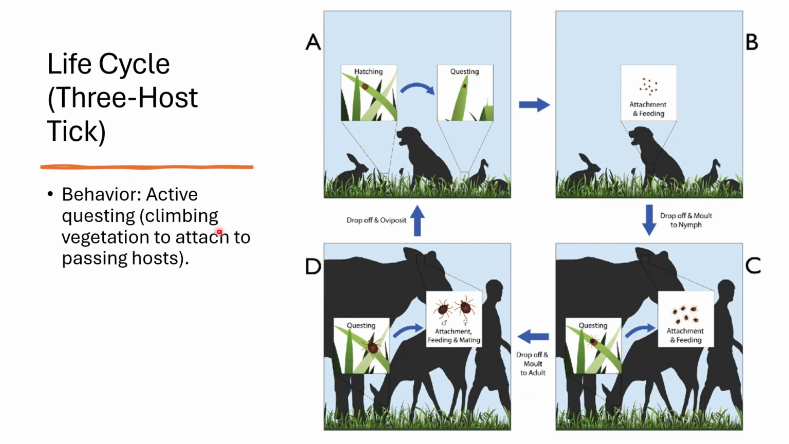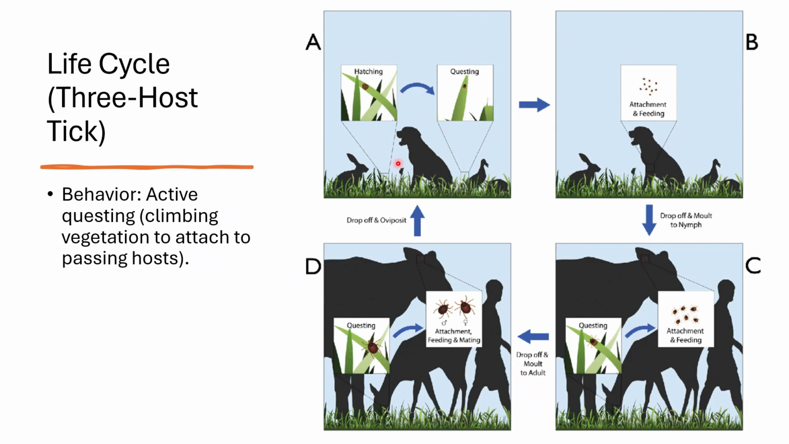So in terms of the behavior, they actively quest or climb the vegetation to attach to the passing host. Again, for the review of the life cycle of the Ixodes ticks, the diagram shows the life cycle with three hosts, showing the three stages: the larva, the nymph, and the adult. The eggs incubate in the ground litter, and they are protected against stressful environmental conditions. When the larvae hatch, they climb the vegetation, as shown in the diagram, questing for a host.